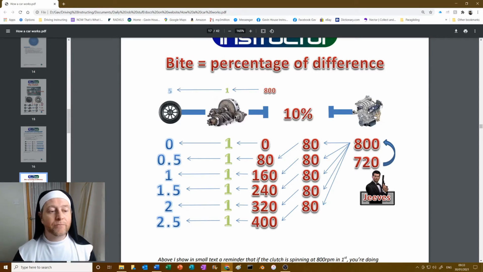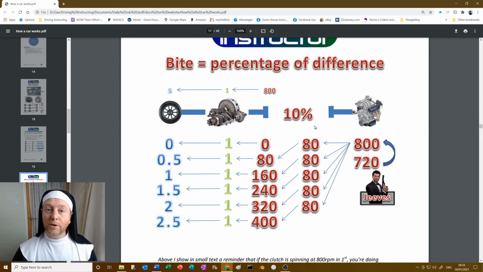You have an engine, and it's idling at 800 RPM. Jeeves is keeping the engine running at 800 RPM for us, and you come along and, well, let's say the car's stationary, right? So the car is stationary, so the wheel is 0 miles per hour, therefore the clutch connected to the engine is at 0 miles an hour because we're stationary in first gear.